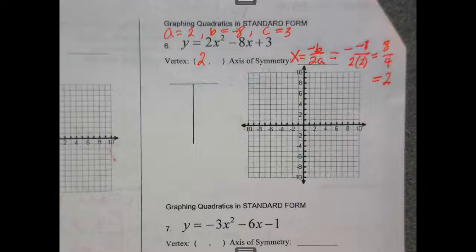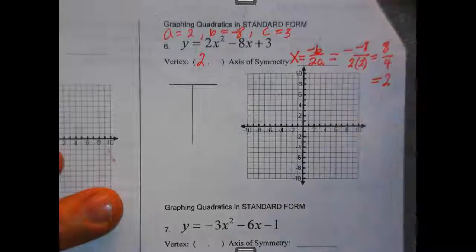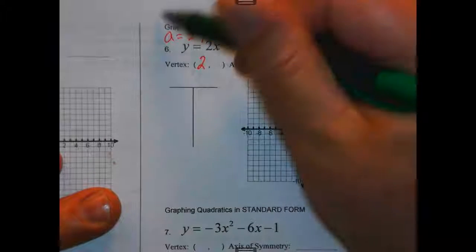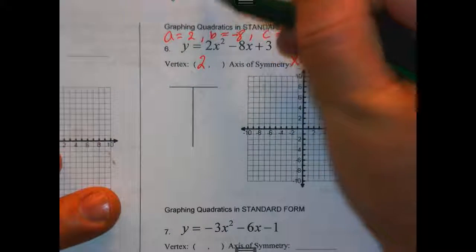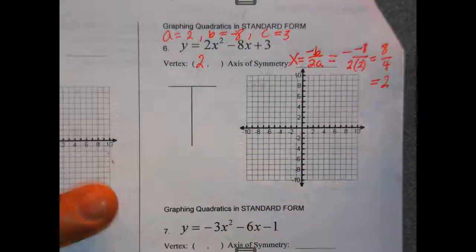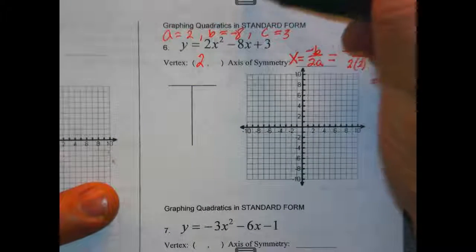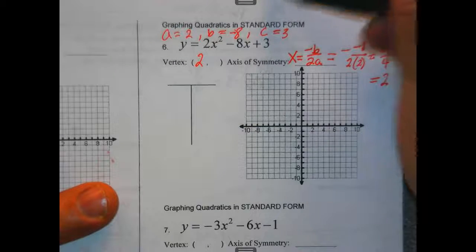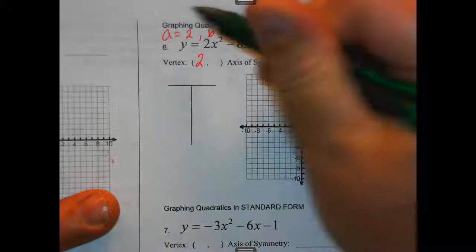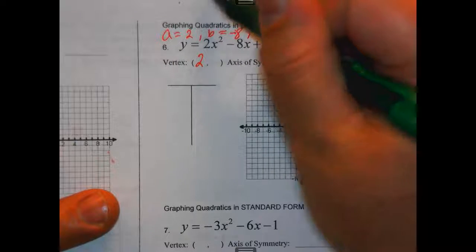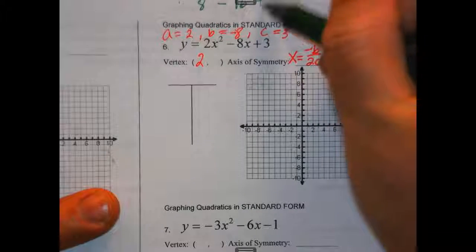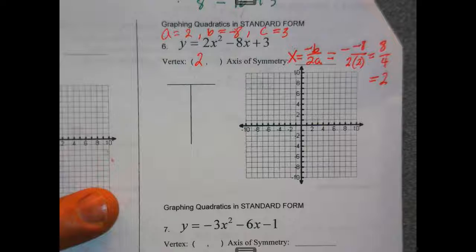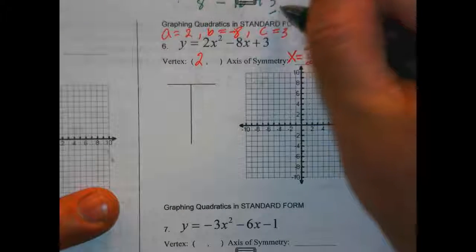Now I have to find the y coordinate of the vertex. I'm going to put in 2 for my x. 2 times 2 squared minus 8 times 2 plus 3. 2 squared is 4. 4 times 2 is 8. 8 times 2 is 16. So 11 minus 16 is negative 5.